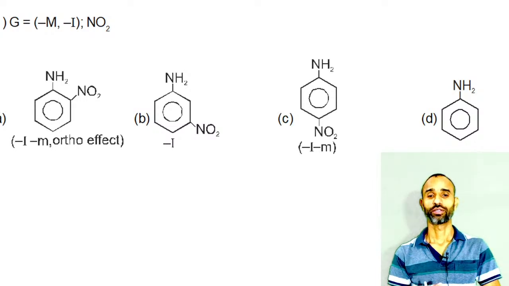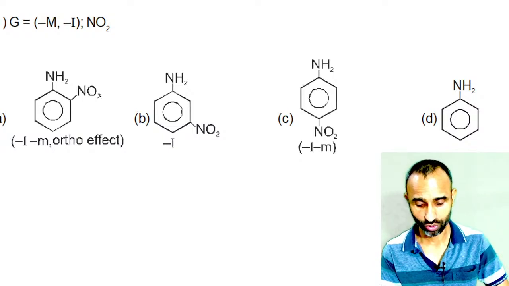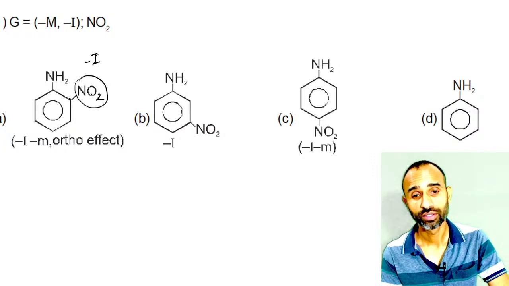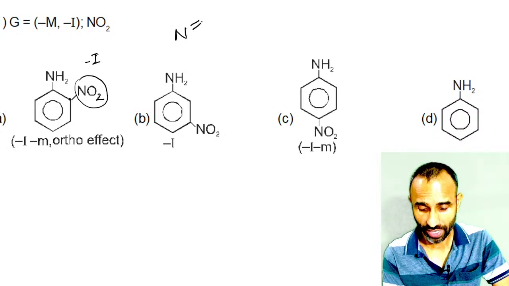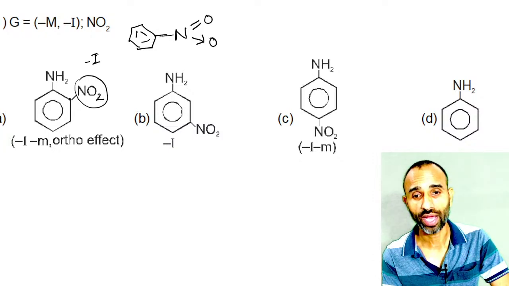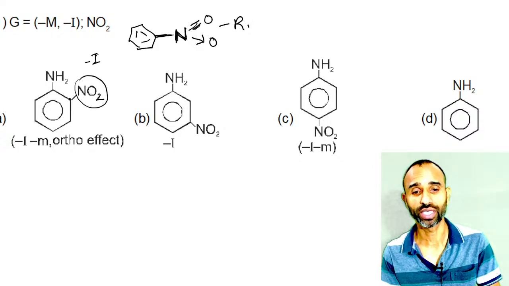Yes, there is an NO2 group. In the NO2 group, nitrogen is more electronegative than carbon, that's why it has a minus I effect, and the NO2 group has a pi bond. I told you, whenever a benzene ring is attached directly to an atom which has a pi bond, it will show minus R effect. Means it is strongly electron withdrawing in nature.